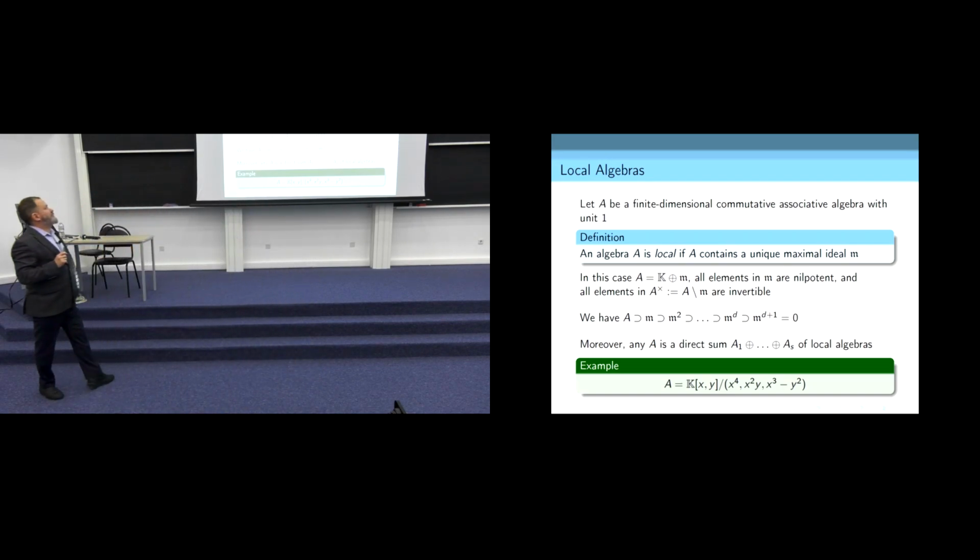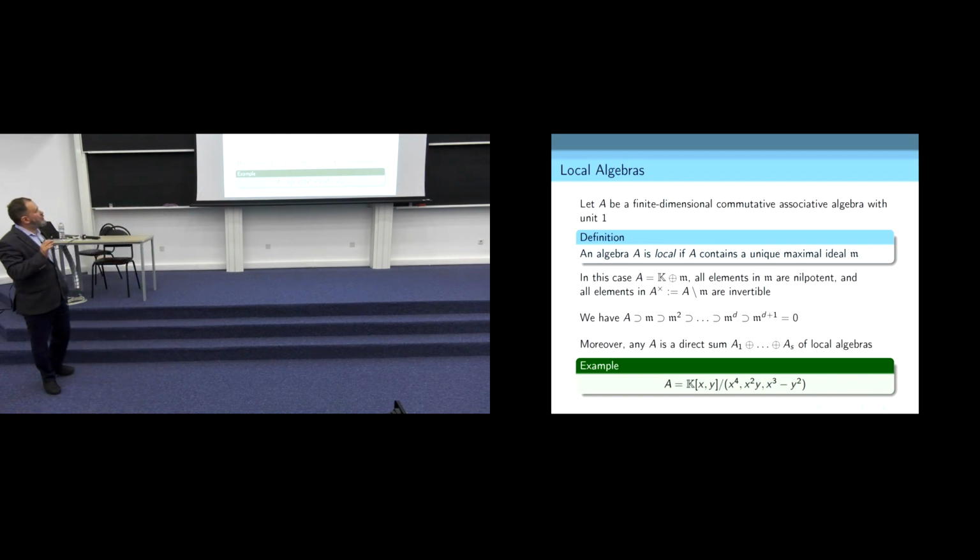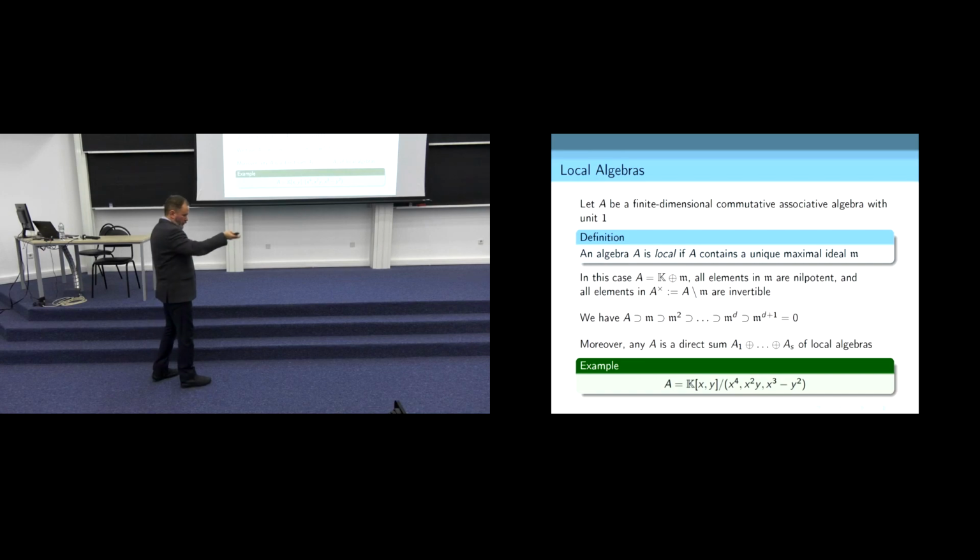So let A be a finite dimensional, or if you like, Artinian, commutative associative algebra with unit, just a finite dimensional vector space. Let me recall that an algebra is local if it contains a unique maximal ideal, and it is known that any finite dimensional algebra is a sum of local algebras. And the structure of a local algebra is also relatively simple. Any local algebra is a direct sum of constants and this maximal ideal, which is just a hyperplane. This maximal ideal consists of nilpotent elements, and the complement consists of invertible elements. So the group of invertible elements is the complement of some hyperplane.